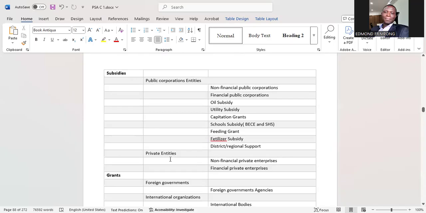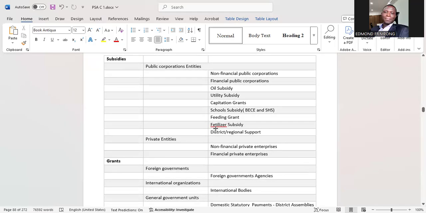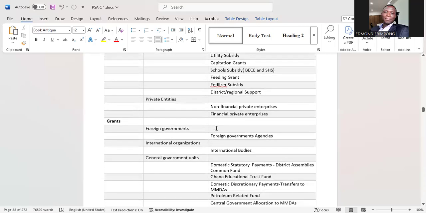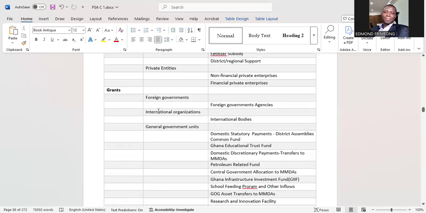Then we have what? Private entities, non-financial private entities and financial private entities. So that is another classification of expenditure. And you will see these things in a trial balance and general testing, and whether you can classify. Then we have grants. Here, don't forget, grant can sometimes be revenue. And then at the same time, grant can always also be what?